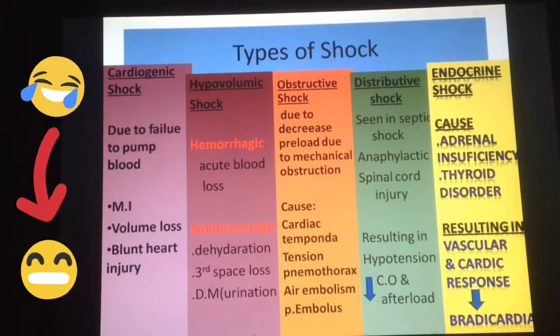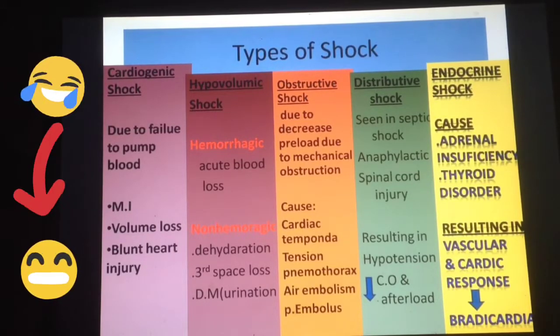In all of the shocks, the peripheries of the patient's body are cold and the blood pressure is decreased. But in distributive shock, the peripheries are warm because there is increased accumulation of blood due to vasodilation. Because of this vasodilation, hypotension is created in the body. Because the heart does not receive a sufficient amount of blood, the cardiac output and the afterload decrease.